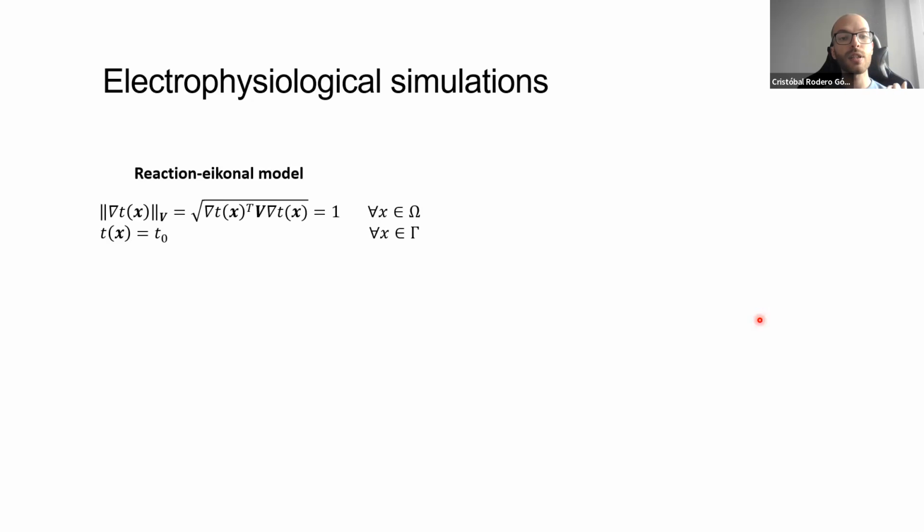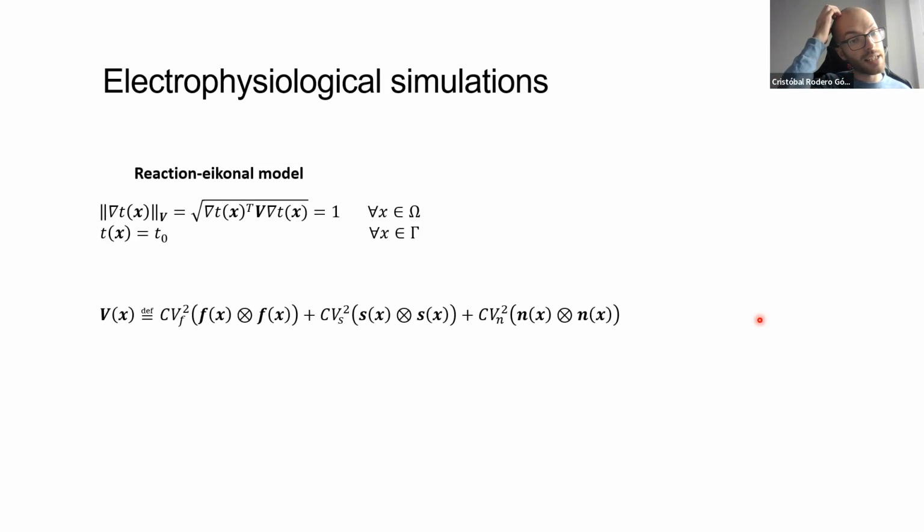So for the electrophysiology simulations, we use the reaction eikonal model. The idea is kind of like the reaction diffusion equation, but instead of the diffusion part, we have the eikonal, that looks like the one on the screen, where basically we just want to know when the wave reaches each point in the mesh, where V here is a tensor characterizing the conduction velocity. So basically, the higher these numbers, the faster the electricity will go in the fiber direction, in the cross fiber direction, so the sheet direction.